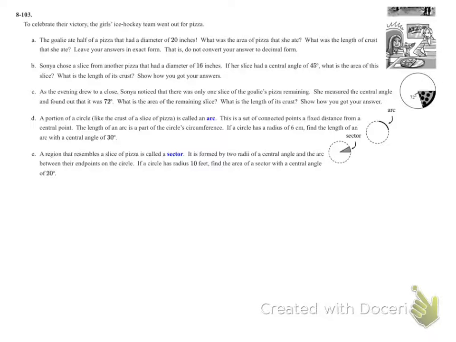So it says, to celebrate their victory, the girls' ice hockey team went out for pizza. The goalie ate half of the pizza that had a diameter of 20 inches. What was the area of the pizza she ate? So let's stop there, okay? Because there's more that follows, but I've already come to a question, and I think I can go ahead and figure out the answer to this question. So I'm going to pause, and I'm going to do this first one.